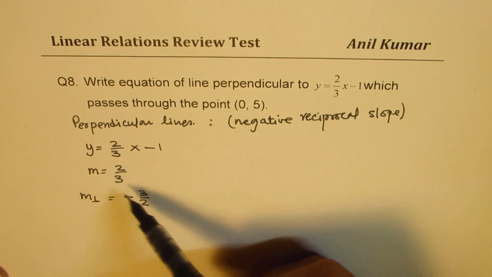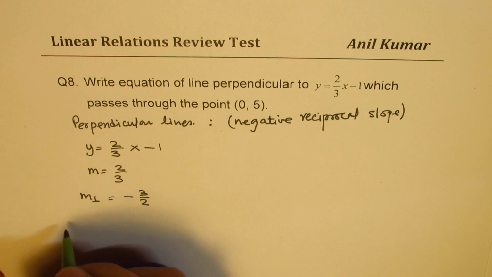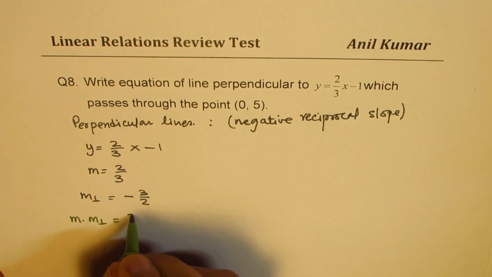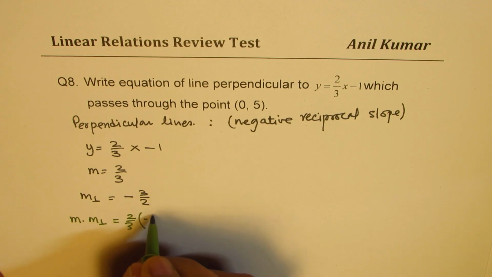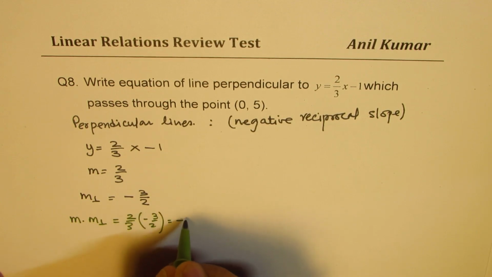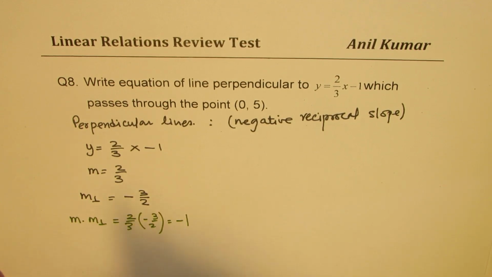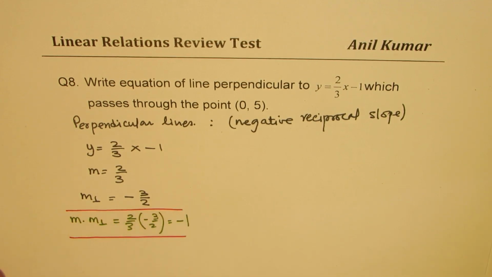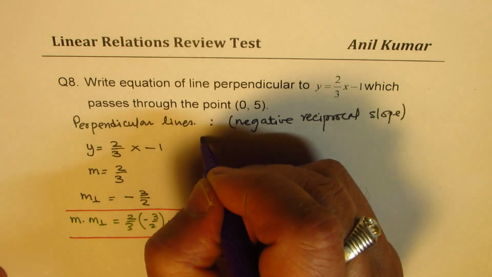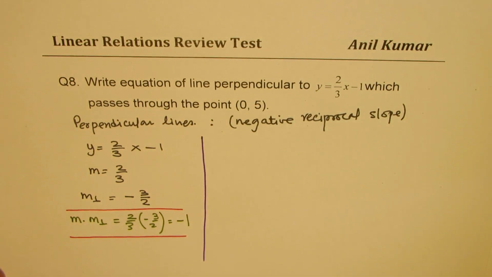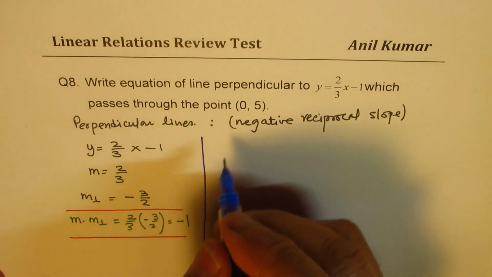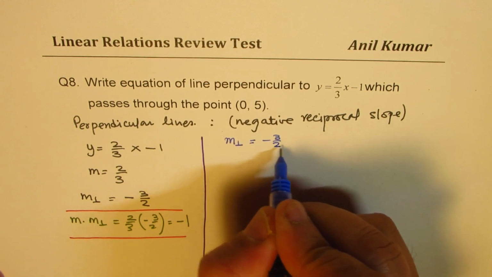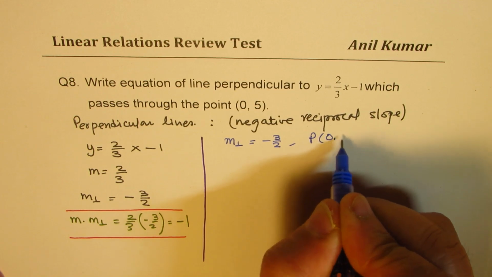Perfect. If you multiply these two, what do you get? If I multiply the slope of the line and the perpendicular line, I get 2 over 3 times minus 3 over 2, which is minus 1. So this is important to understand. Their product is always minus 1. Correct? So now we know that the slope of the perpendicular line is equal to minus 3 over 2 and the point is (0, 5).